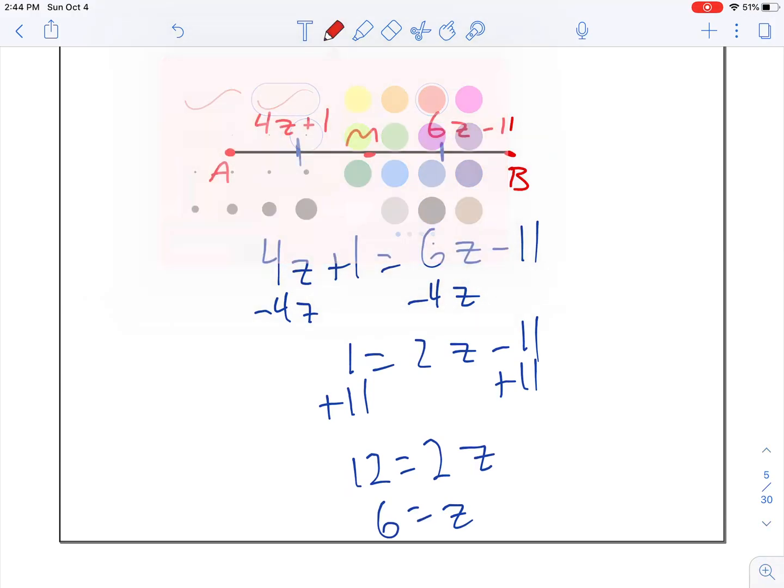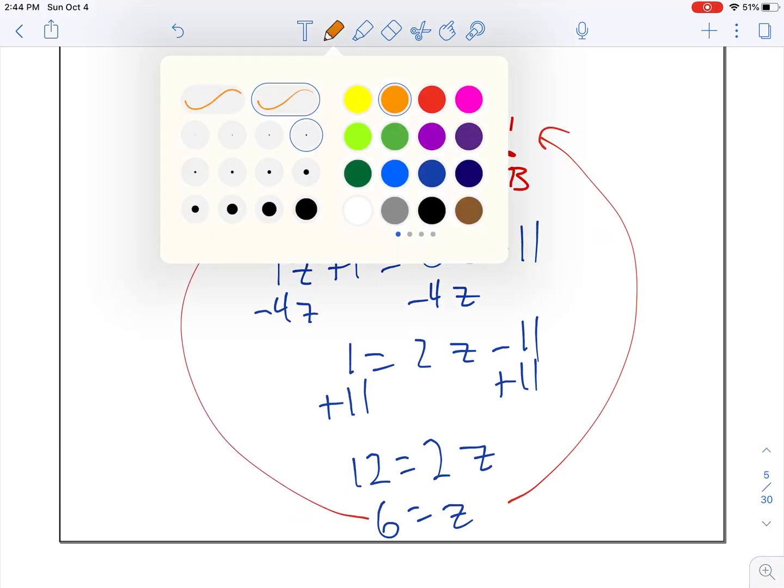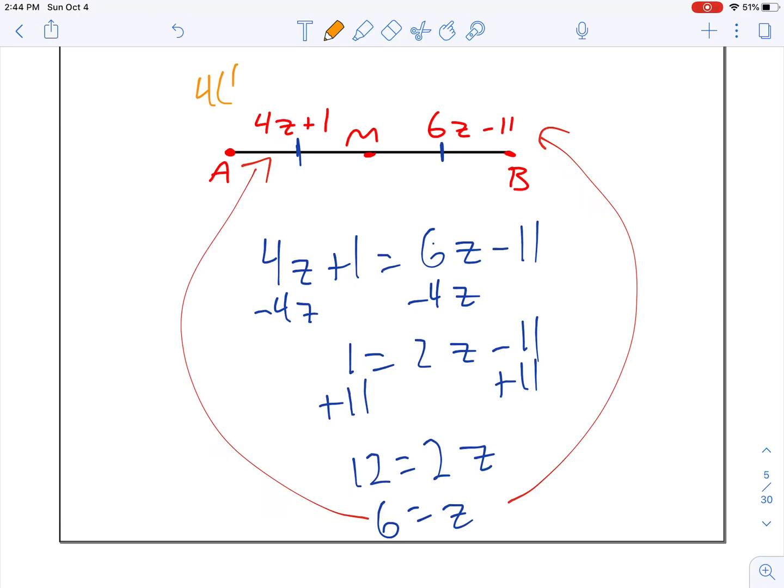Taking our 6 and plugging it in. We have 4 times 6 plus 1, which is 25. 6 times 6 minus 11 is also 25, giving us the length of AB to be 50.